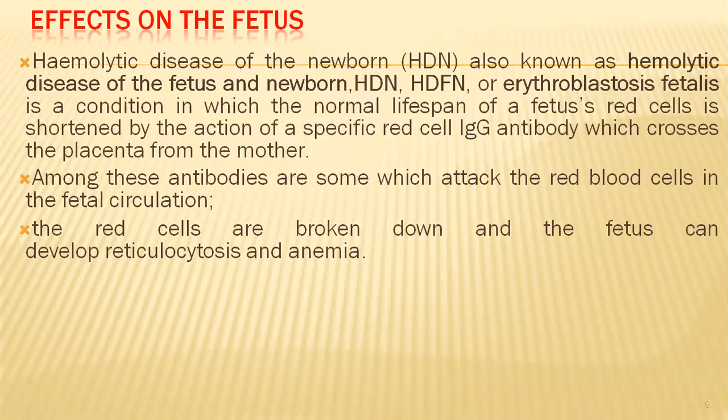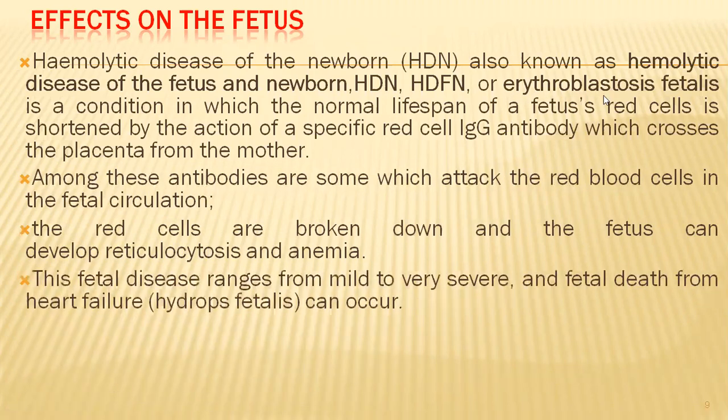Among these antibodies are some which attack the red blood cells in the fetal circulation. The red cells are broken down and the fetus can develop reticulocytosis and anemia. Anemia because there's a lot of hemolysis, and reticulocytosis because there will be a lot of erythroblasts and reticulocytes in the circulation of this fetus. That's why it's called erythroblastosis fetalis. This fetal disease ranges from mild to very severe, with fetal death from heart failure, which is also called hydrops fetalis, that can occur. So there will be heart failure.